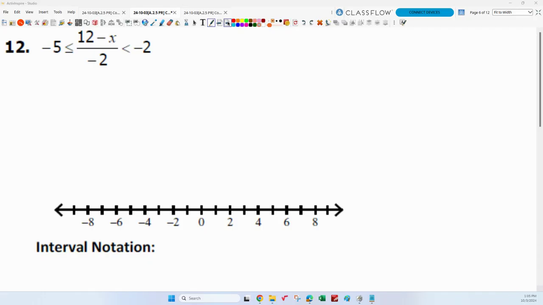This time we're starting with the x in the middle of a 3-part inequality. Don't let that intimidate you. All you do is just do the same thing to all 3 parts until you get the x by itself. What would the first step be to try to isolate this x? Multiply everything by -2. There you go.